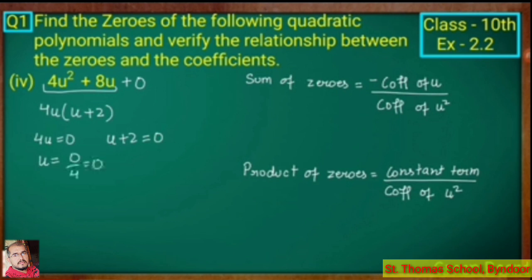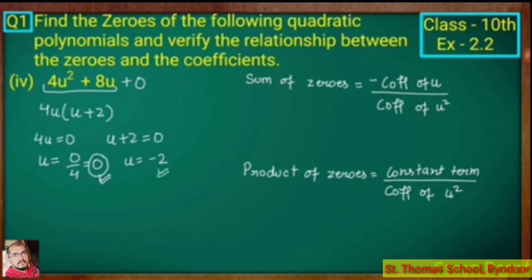Divided by 4 equals what? 0. Now u plus 2 equals 0. It is one of the roots, and u plus 2 equals 0. So u equals plus 2 goes to the other side, it is minus 2. This is our other zero. So u equals 0 and u equals minus 2 are the two zeros we are getting.